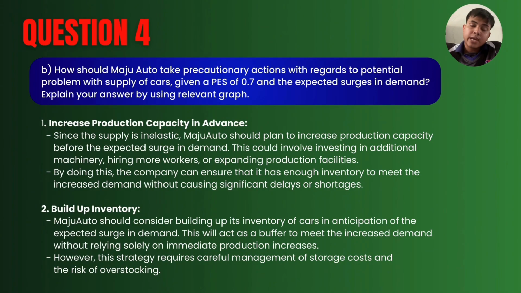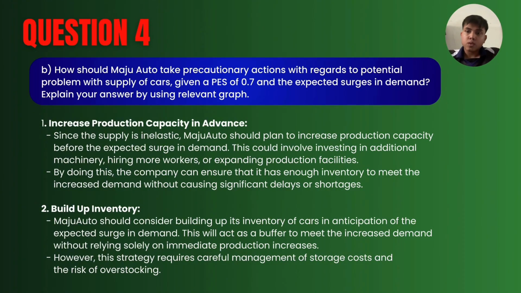Second is to build up inventory. Maju Auto can also stockpile cars in anticipation of higher demand. This helps buffer against supply shortages. It also comes with risks such as high storage costs and potential overstocking.